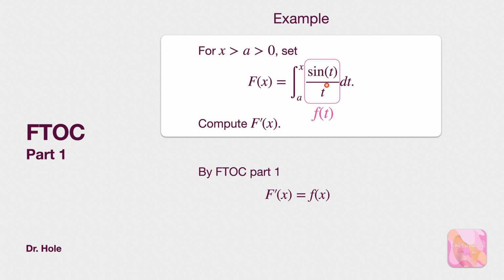So here is the integrand. Let's look at that again. The integrand is f of t, sine of t over t. But what we want to do is express that integrand f as a function of x. So here is the integrand. It's a function of t. We need to write it down as a function of x. And that's all we need to do. So f of t is sine of t over t, but f of x is sine of x over x. Done.